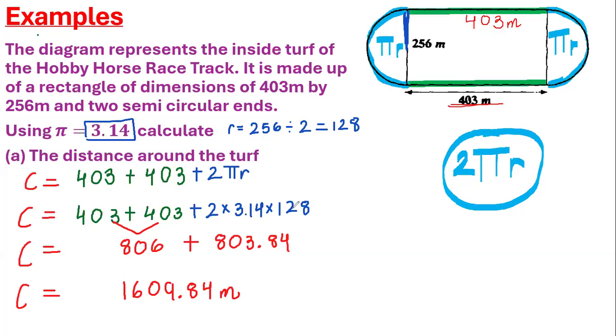Antoine, where's your work? I'm on the last part right now. I'm writing 806 plus 803.84. Okay. Ajani, can you hear me? Yes, sir. Where's your work? Take a picture of your work and send it to me via WhatsApp, Ajani.